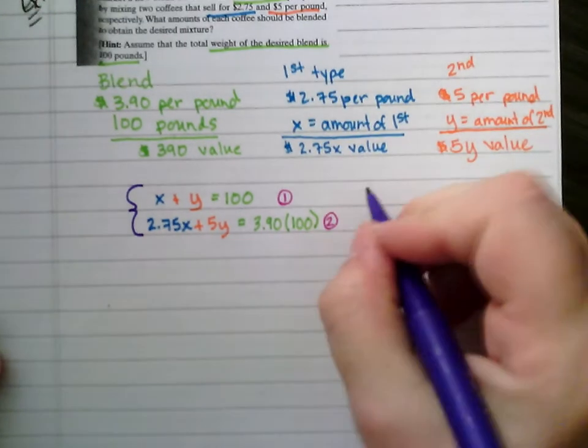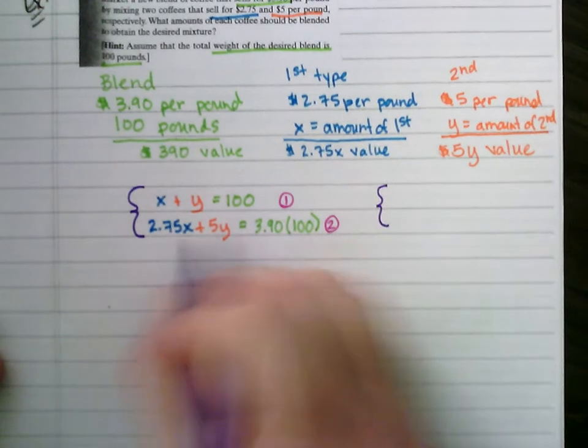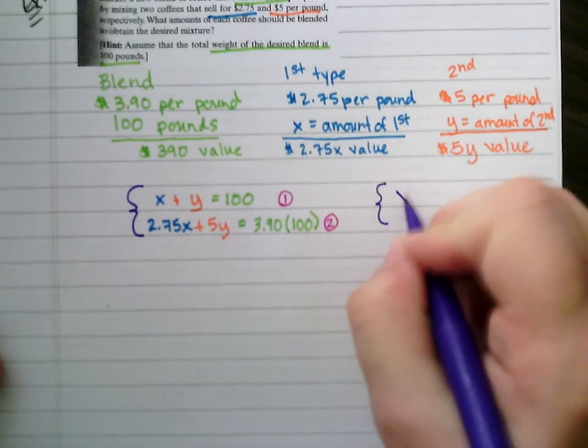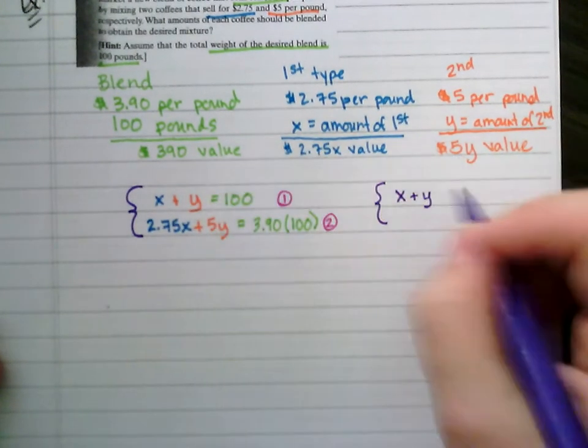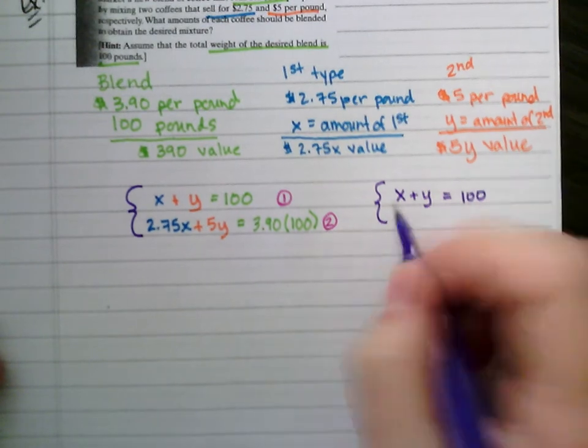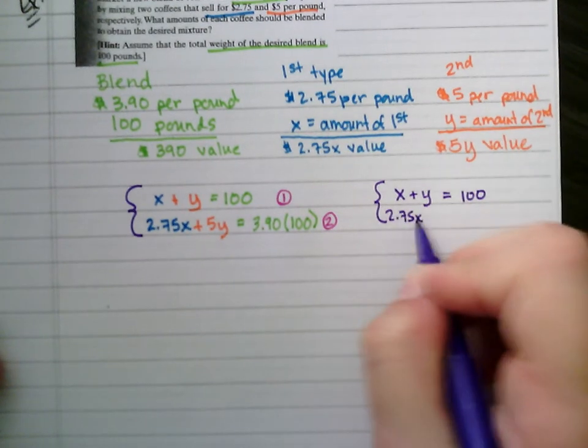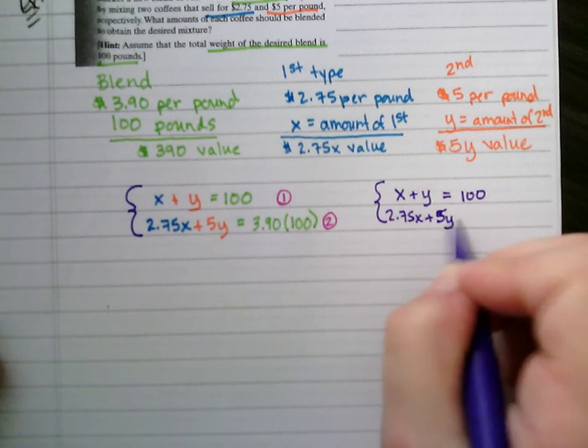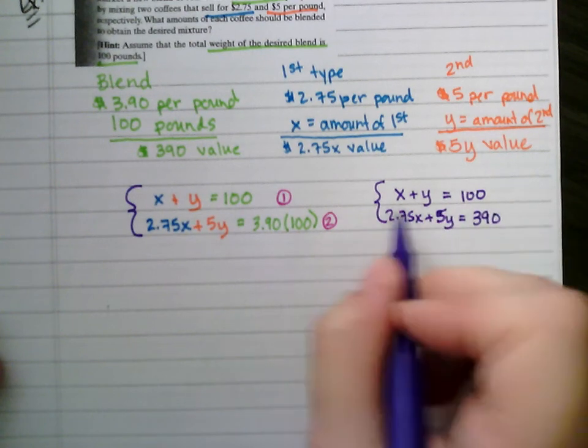I might go ahead and simplify this one. So that's the $390. So x plus y equals 100, 2.75x plus 5y equals 390. So those are our two equations.